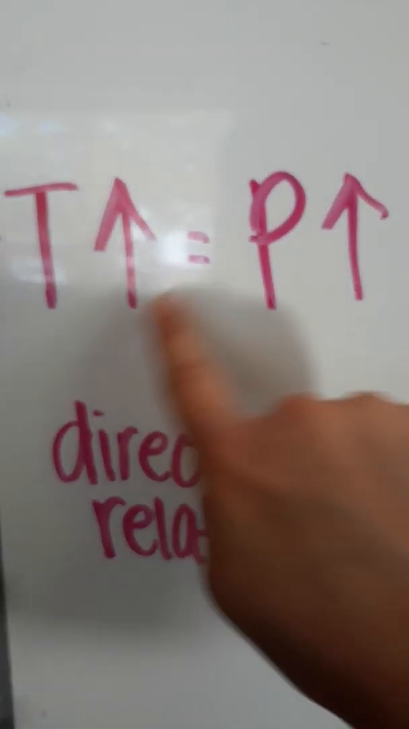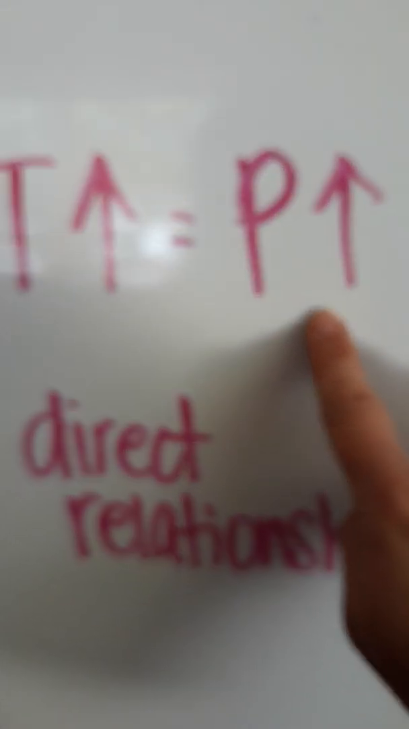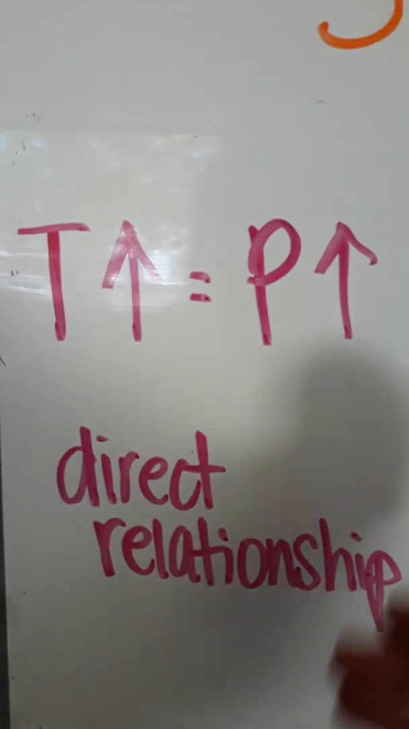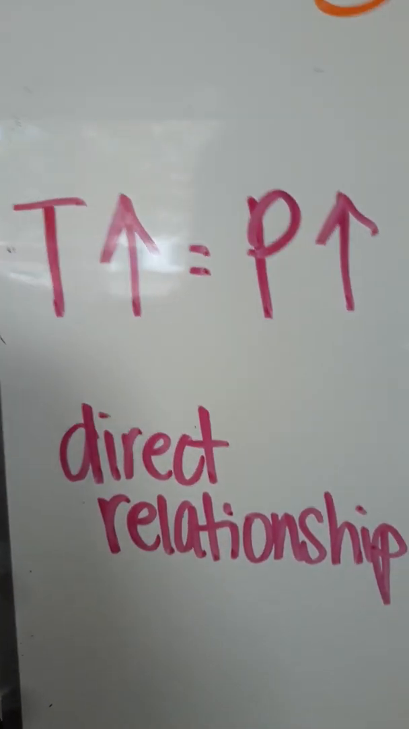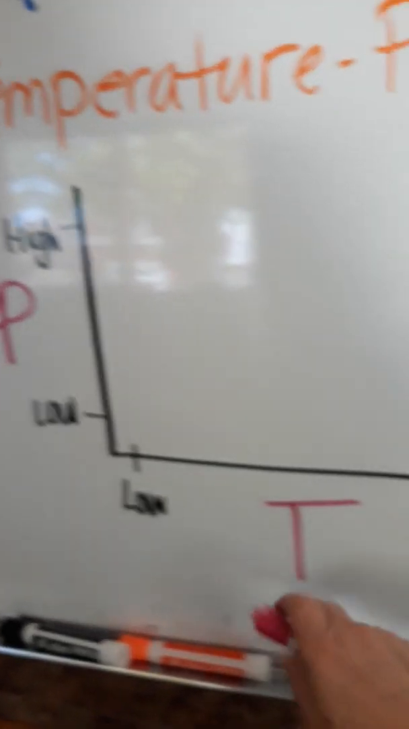So as temperature went up, the pressure went up. Again, this is a direct relationship because they're changing in the same direction. If the temperature goes down, then the pressure goes down. So let's take a look at the graph that I've started over here.